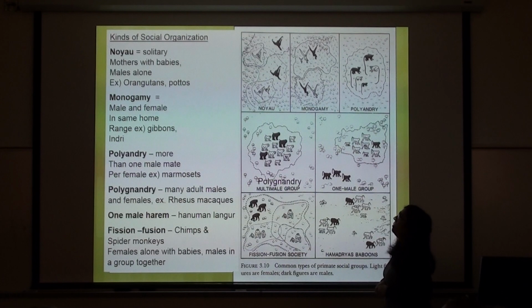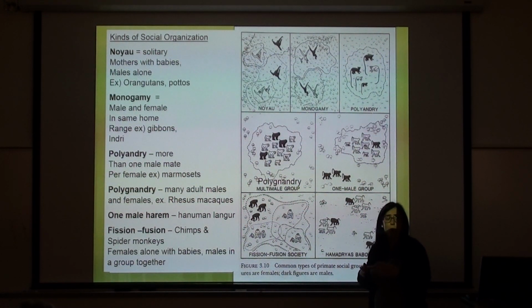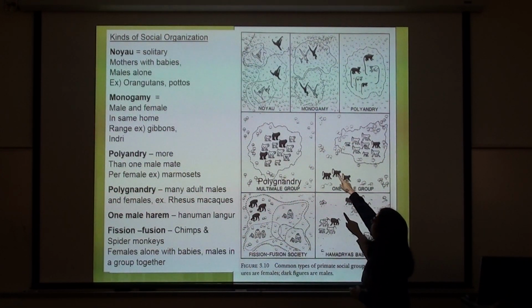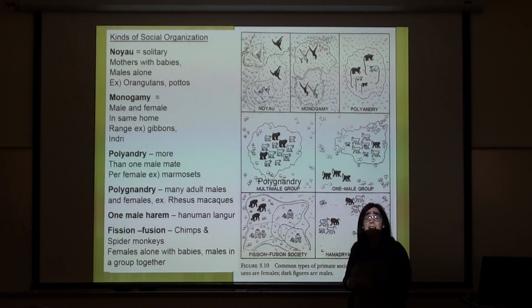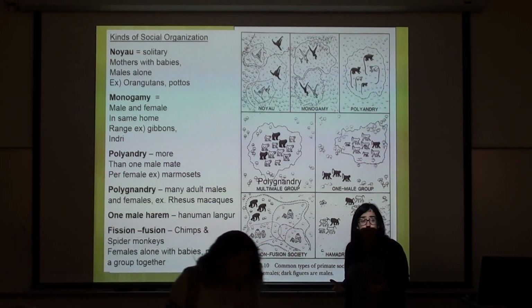So the first we actually call solitary. And what it means is animals that have females that live by themselves in their own home range. The home range is the area that the primates move around in and eat food in. And they may have one preferred part of that home range, and they may defend part or all of their home range.